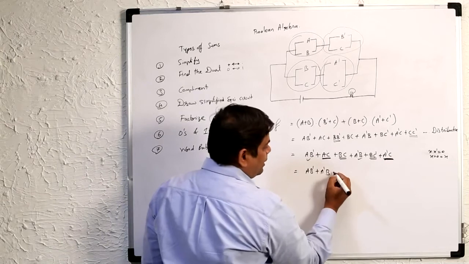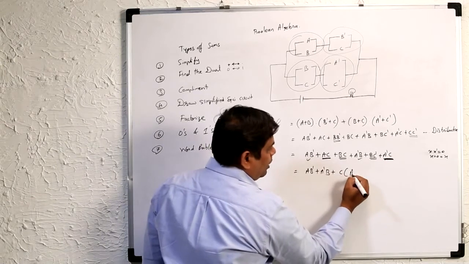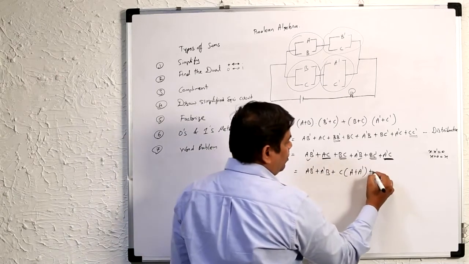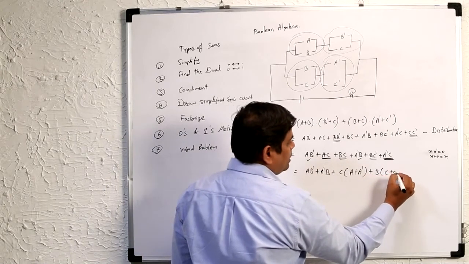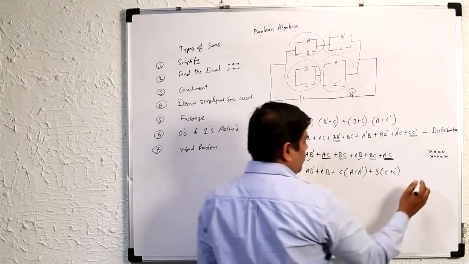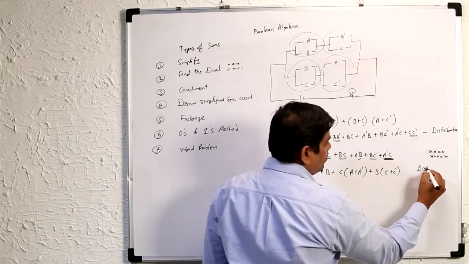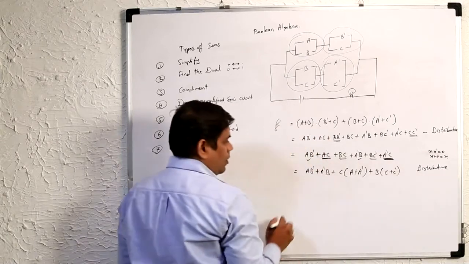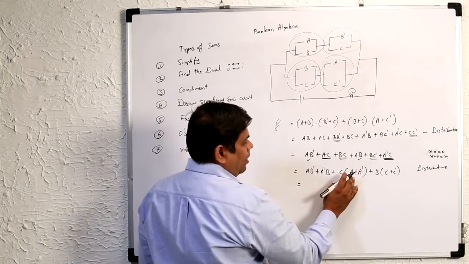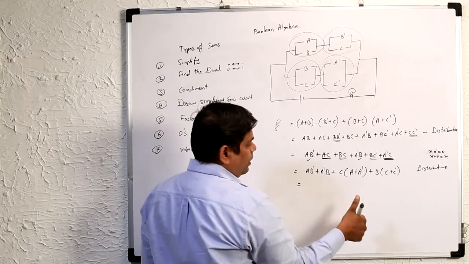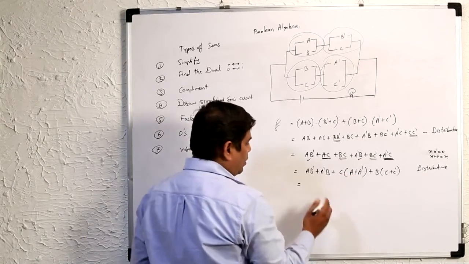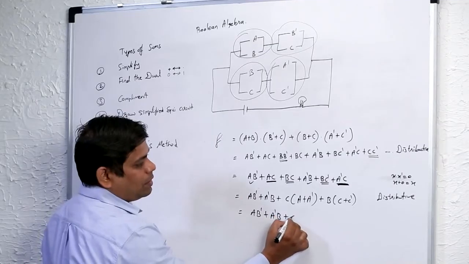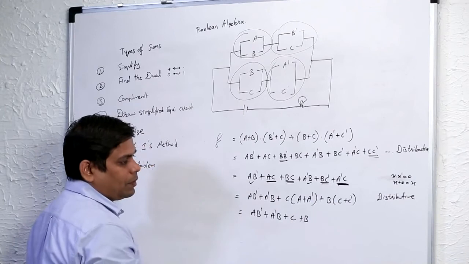From this and this we are going to take C common, and we are going to get A plus A dash. From this and this we are going to take B common, and we are going to get C plus C dash. So we have used distributive again. Now A plus A dash is 1, and 1 into anything is anything. So we are going to have AB dash plus A dash B plus C plus B.